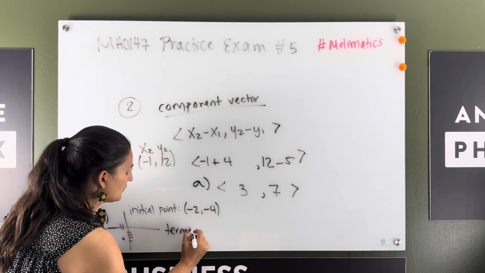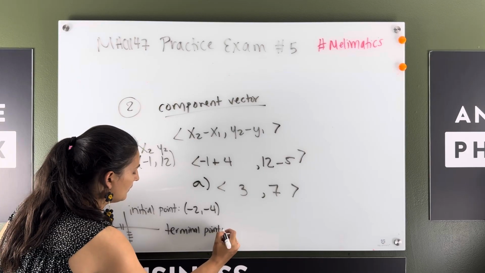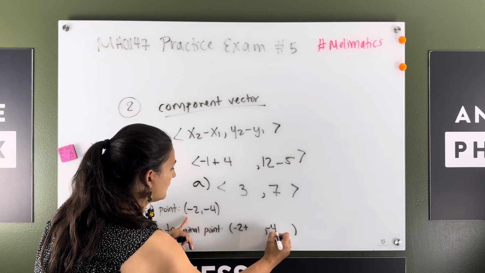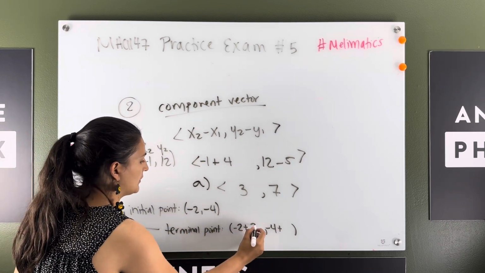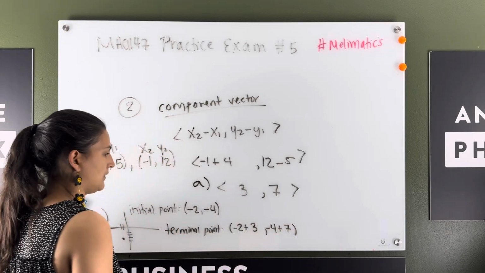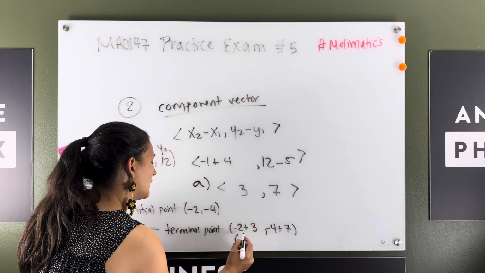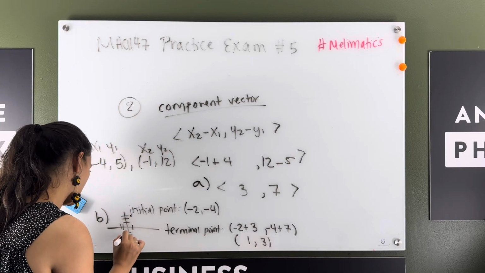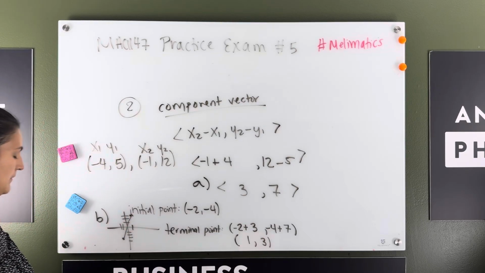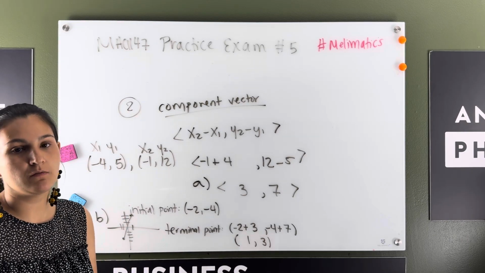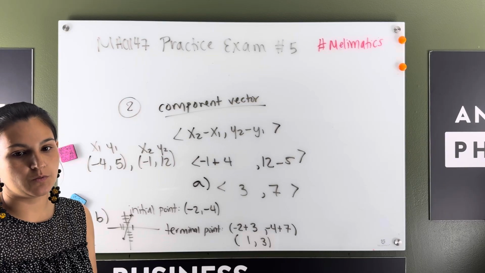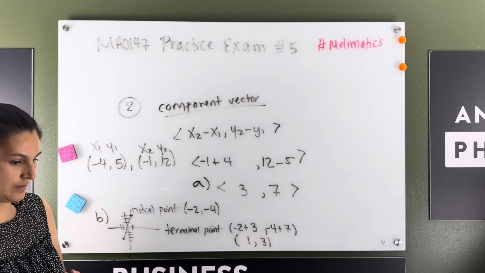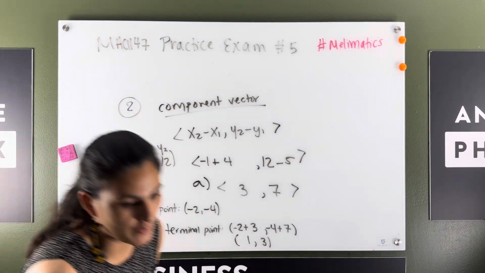So how do we figure out that terminal point? Remember, it's an ordered pair. We're going to start with the initial point and add the component vector and its corresponding entries. This is going to give us 1, 3. So now this is where the vector is going to end. It's just been shifted. This is the correct way to shift. First, you find the component vector, then you simply use the component vector and your initial point to see where it'll go.